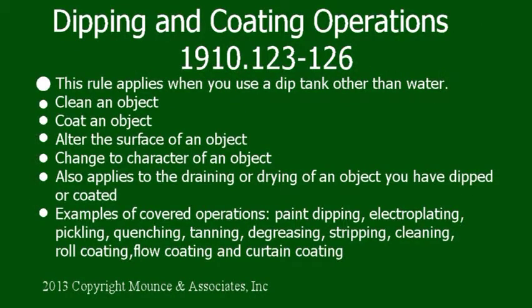Dipping and coating operations. Clean an object, coat an object, alter the surface of an object, change the character of an object. Also applies to the draining or drying of an object you have dipped or coated. Examples of covered operations are paint dipping, electroplating, pickling, quenching, tanning, degreasing, stripping, cleaning, roll coating, flow coating, and curtain coating. More in-depth training will be provided on the requirements to stay compliant with this regulation.